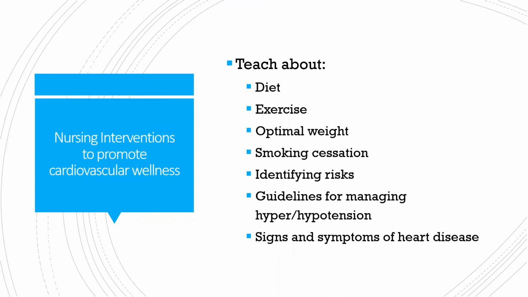So your teaching is going to include diet, exercise. We want 30 minutes a day, at least 5 times a week, or 150 minutes a week. Maintaining the optimal weight, again, BMI under 25. Smoking cessation when possible. Identifying those risks, everybody's going to be different. Managing hypertension or hypotension. And then anytime we can find those signs and symptoms of heart disease, we can hope to manage them. Again, all these come down to really good preventative care when people are younger.